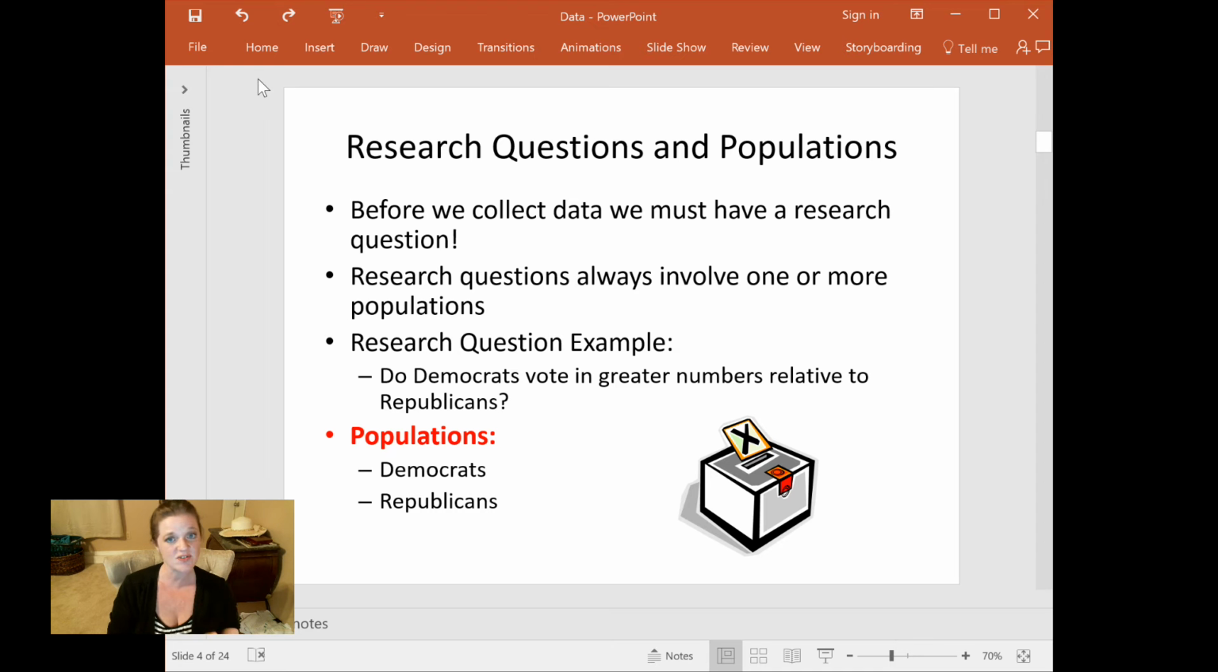So in the science of data analysis, in statistics, a population is all the people a research question is trying to make a decision about. So let's come up with a different research question and see if we can wrap our head around who the populations are when we ask this particular research question. So our research question is, do Democrats vote in greater numbers relative to Republicans? And within that research question, we're asking a really broad question about a really large group of people, really about two large groups of people.